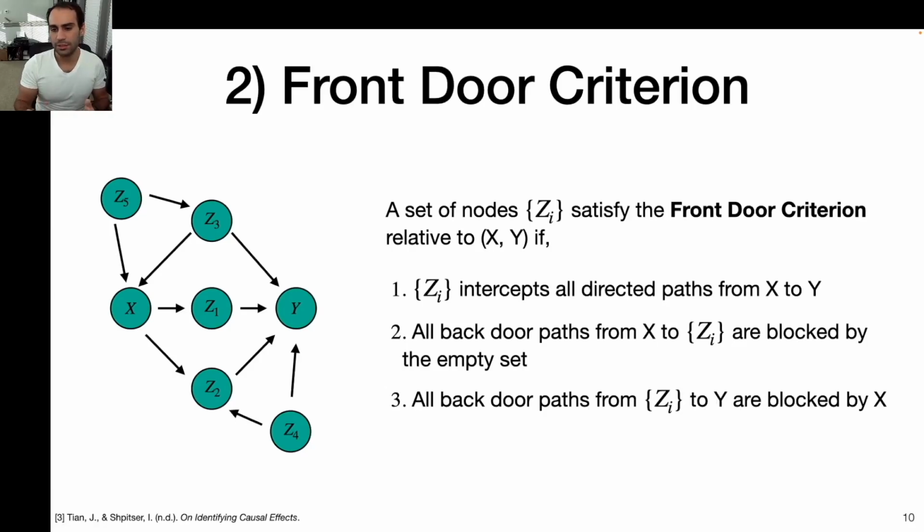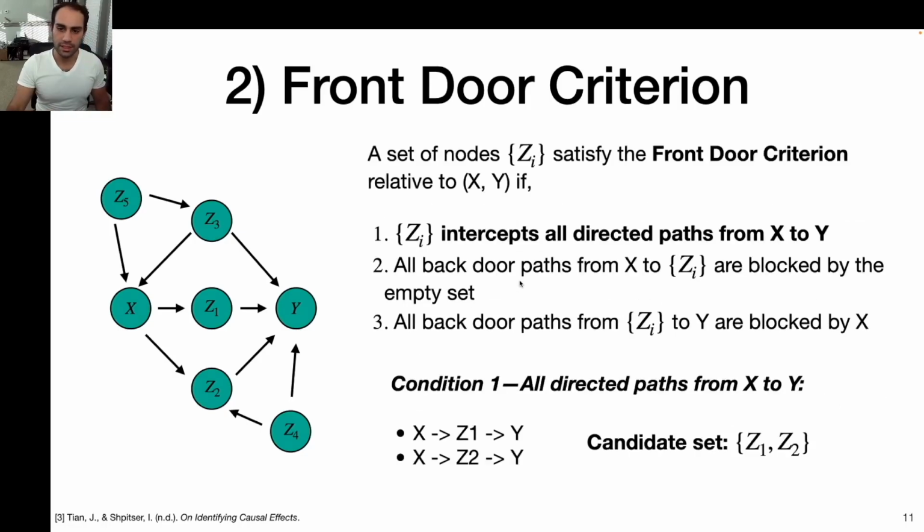So there's a lot to chew on here, so we're just going to go through each condition one by one for this example on the left here. The first condition is Zi intercepts all directed paths from X to Y. The way we can evaluate this is by writing down every single directed path from X to Y and inspecting which sets of variables intercept each of these paths. As it turns out, for this example, it's really simple.